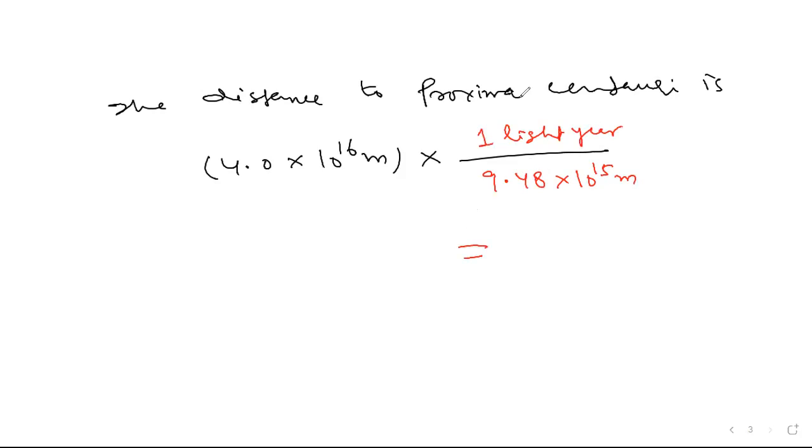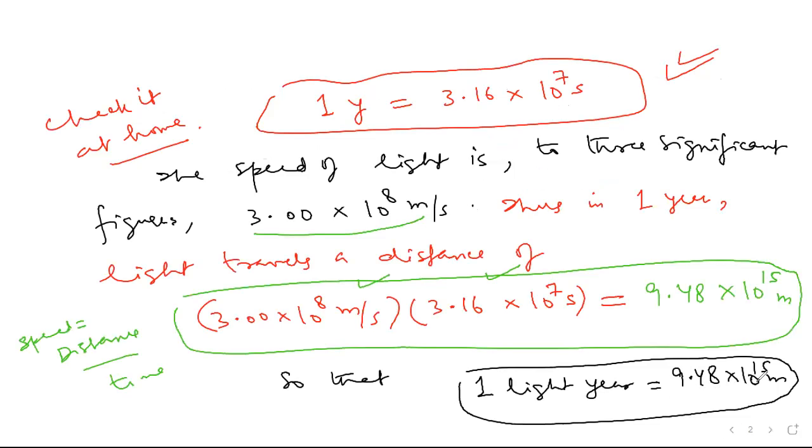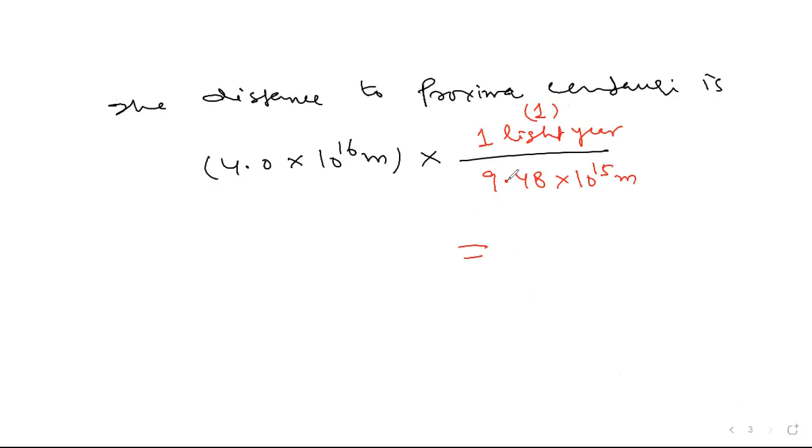Understand it? This is actually 1. We're multiplying this distance by 1 because 1 light year is 9.48 into 10 raised to 15 meter. That means 1 light year over 9.48 into 10 raised to 15 meter is 1. So what will happen? This meter will go with this meter. We will get our answer in light years.